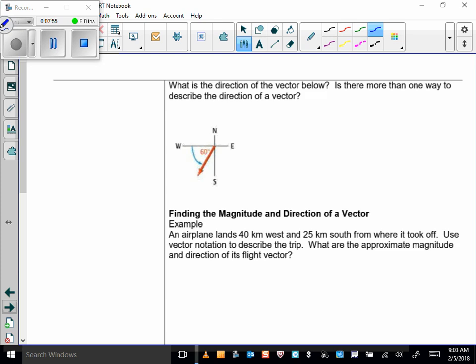All right, what is the direction of the vector below? Is there more than one way we could describe this? Okay, well, my first instinct is to say it's 60 degrees, and I'm going south of west. But look, this angle right here would be 30 degrees, right? So I could also say 30 degrees west of south, same thing. We just typically describe the direction of our vectors with respect to east and west, but that's not to say that we couldn't do it another way.